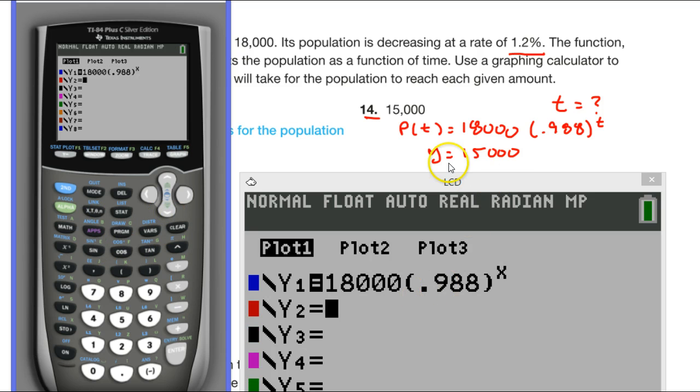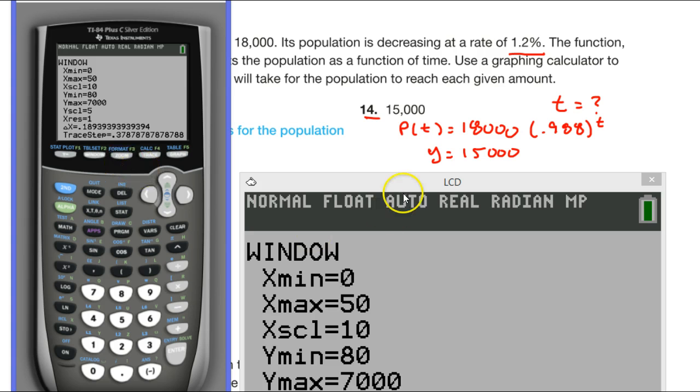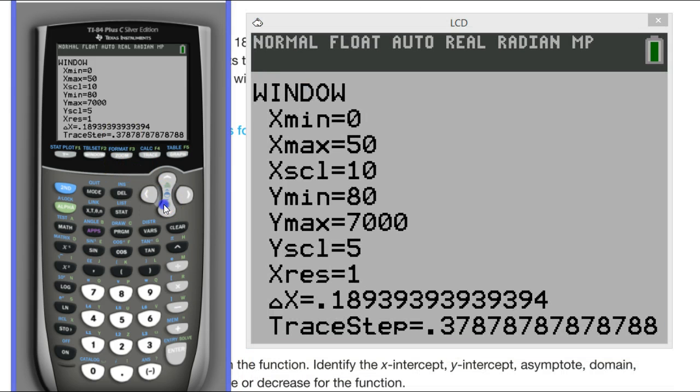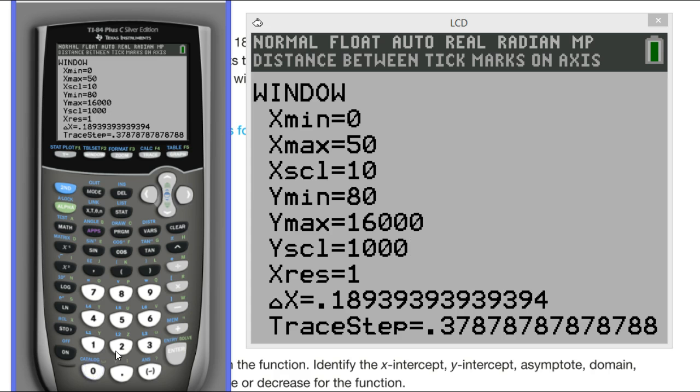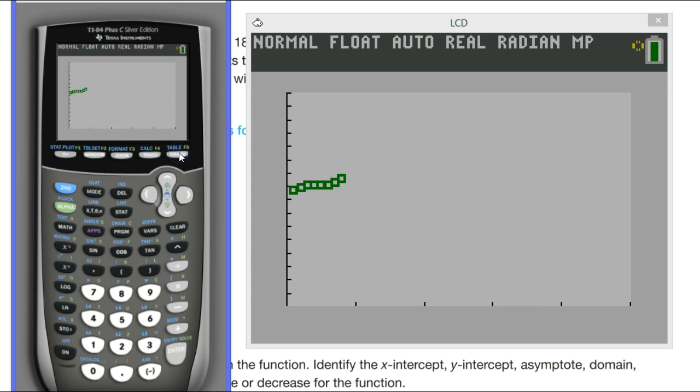For our second row, we're going to write down what we want our population to be. That's 15,000. Just to make sure that our graph intersects, let's change the window. Let's scroll down to y max, and let's change our window to something close to 15,000, so maybe 16,000. And let's change our scale to be by the thousands. It's fine. If we graph, we should come up with a very nice graph.